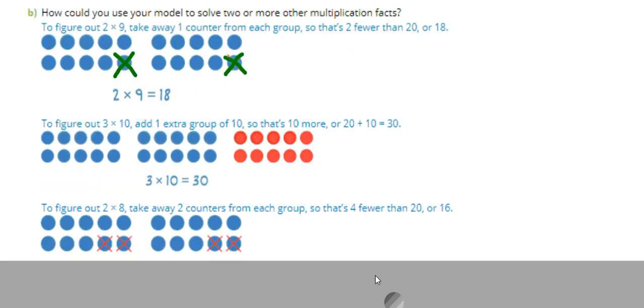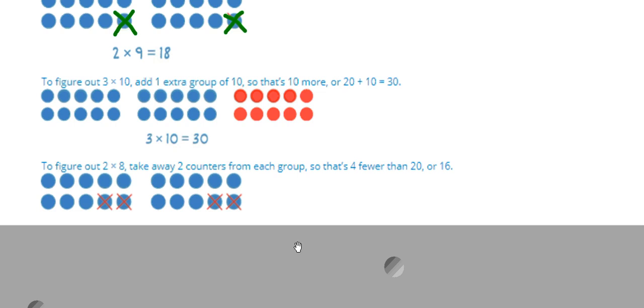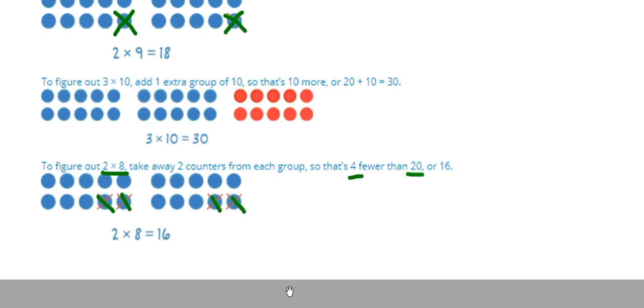All right. Now this one, you don't have to just take away 1. You can take away more than 1. So this person wanted to figure out 2 times 8. So they knew it was 20 when it was 2 groups of 10. They're going to take away 2 from each group. 1, 2, 3, 4, which means they're taking 4 away. So they started with 20. They took away 4. How many do they have? 16.